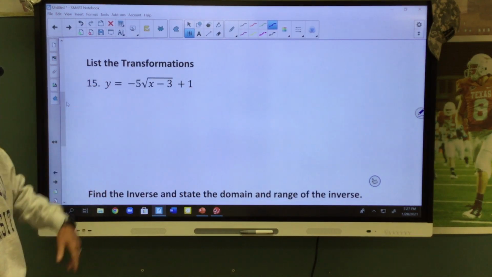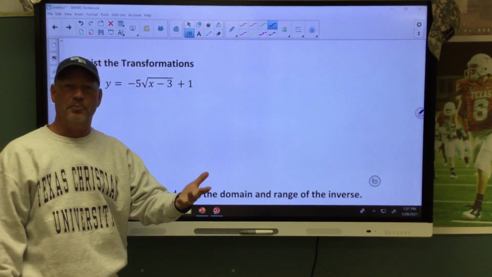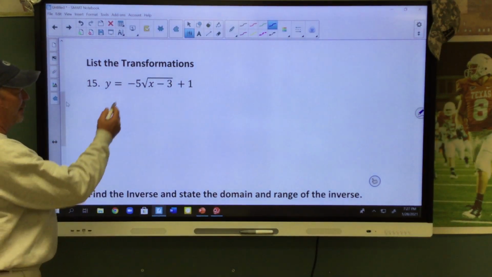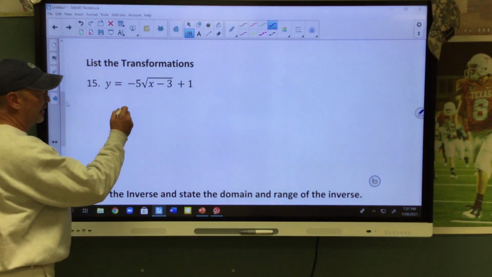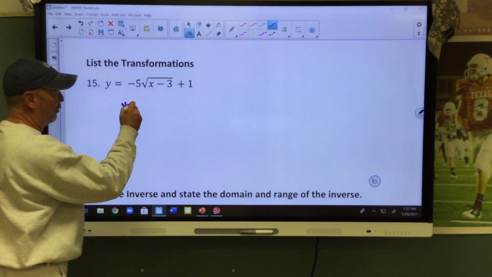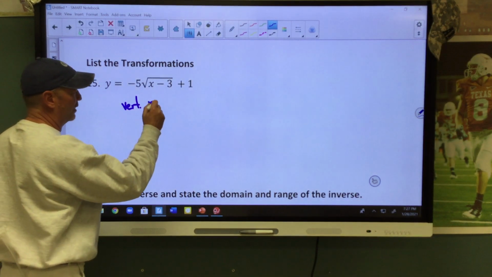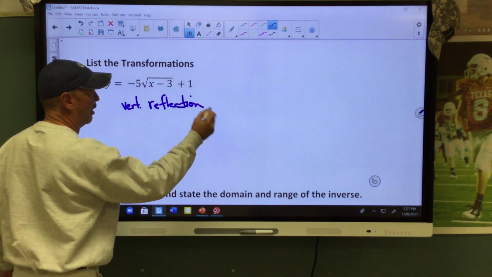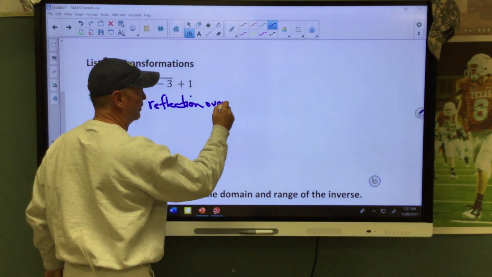They're going to ask us to list your transformations. This is pretty simple, okay? We're going to work left to right. If I have this negative inside, this is going to tell me that I have a vertical reflection over the x-axis.